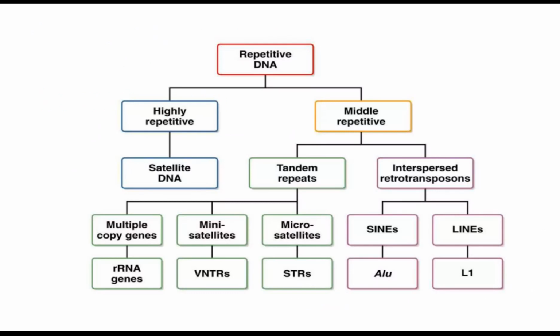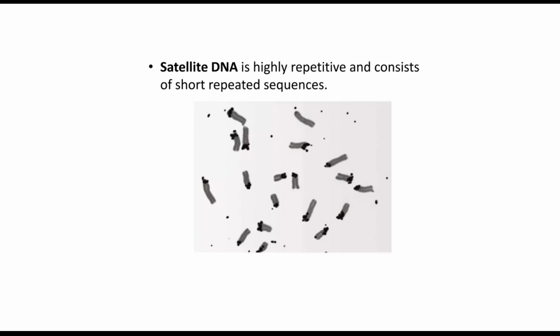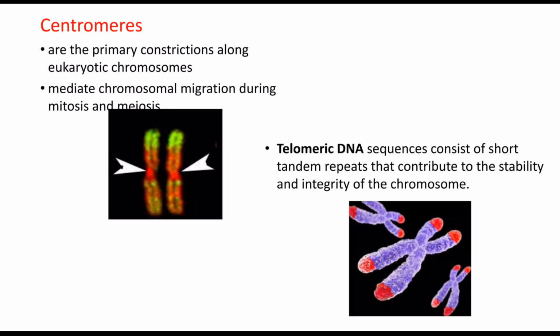This table shows the classification of repetitive DNA. The satellite DNA is highly repetitive and consists of short repeated sequences. Centromeres are the primary constrictions along the eukaryotic chromosomes that mediate the chromosomal migration during mitosis and meiosis. Telomeric DNA sequences consist of short tandem repeats that contribute to the stability and integrity of the chromosomes.